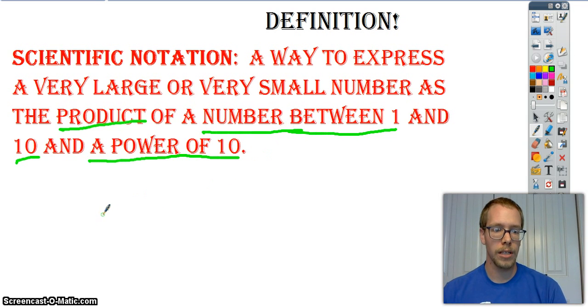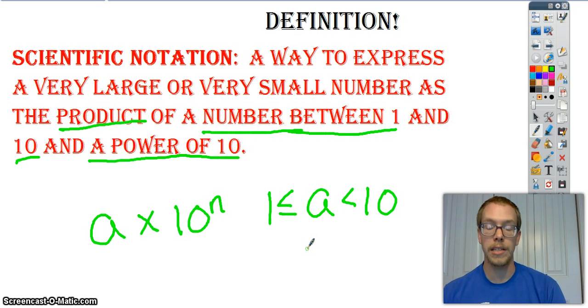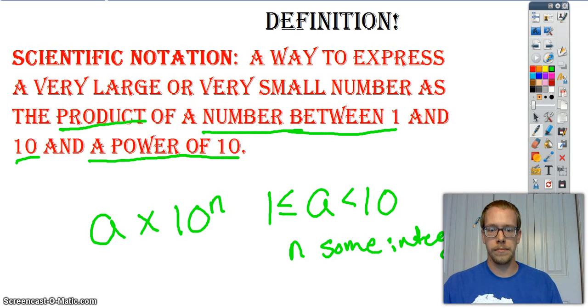So written in general, it would look something like this: A times 10 to the n power, where A has got to be greater than or equal to 1, but less than 10, and n is some integer. All right, so we've got that now. A times 10 to the n, where A is greater than or equal to 1, but less than 10, and n is some integer.